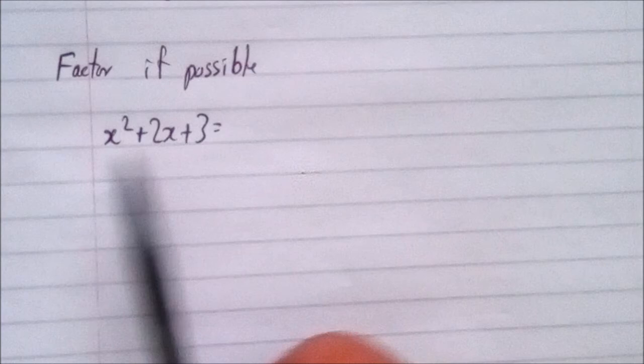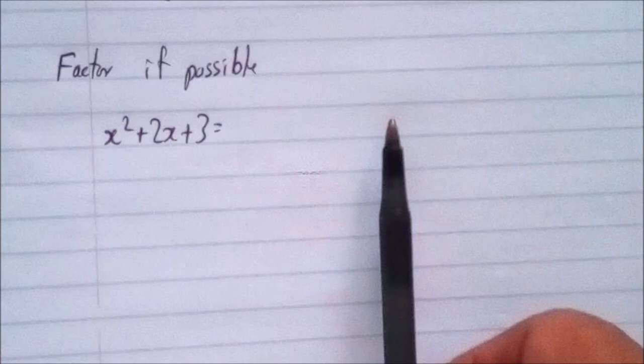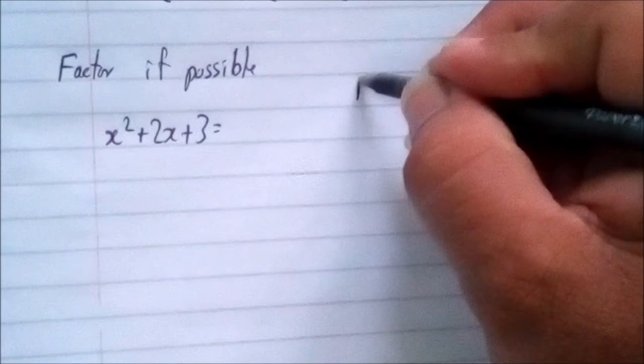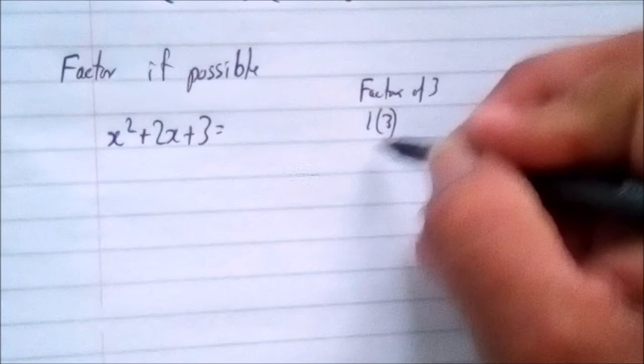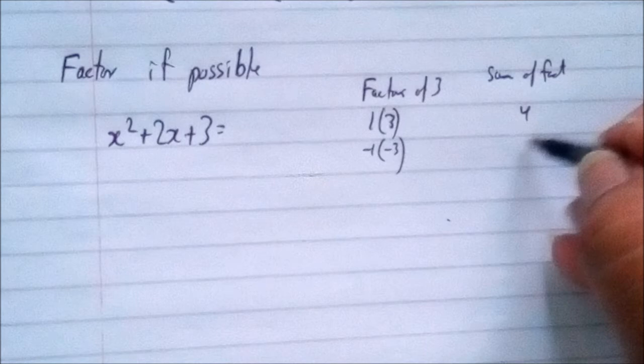All right. So now the possible factorizations of 3 and the sums of the factors are shown in this table that I'm going to write for you. Let me write the factors here. Factors of 3: 1 times 3, negative 1 times negative 3. The sum of the factors will be 1 plus 3, 4, negative 1 plus negative 3, negative 4.